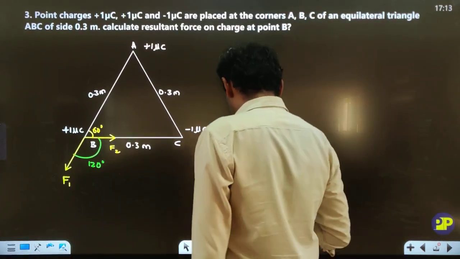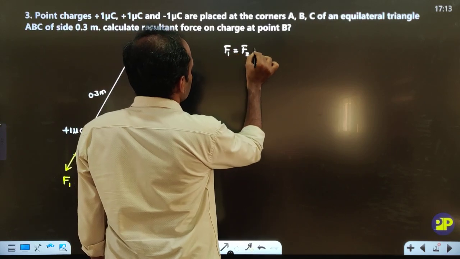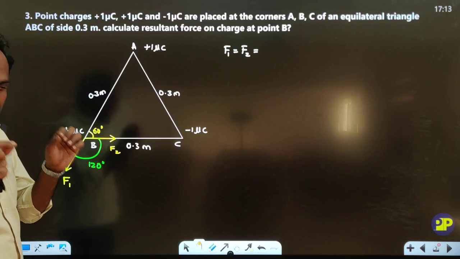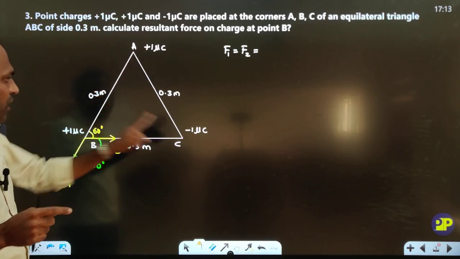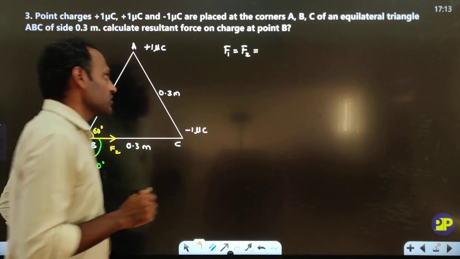Correct? So F1 equal to F2. Why are both equal? How did we get to know? Since both the charges are equal, 1 micro, 1 micro, 1 micro, 1 micro, and the distance is the same, 0.3 meter, 0.3 meter. That's why both forces are the same.